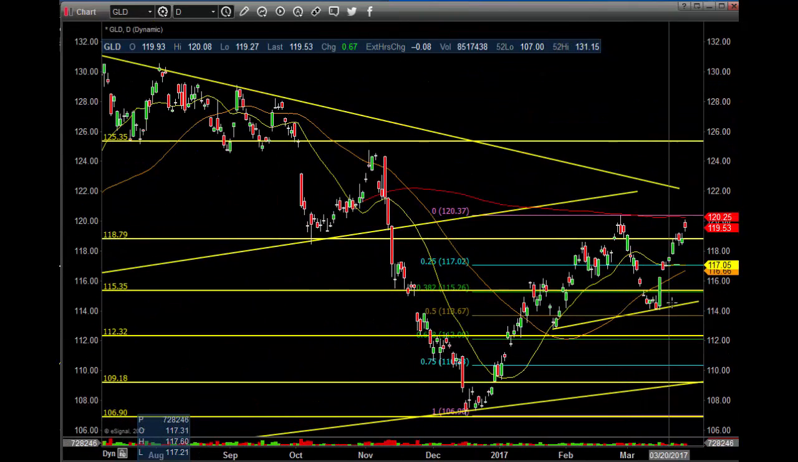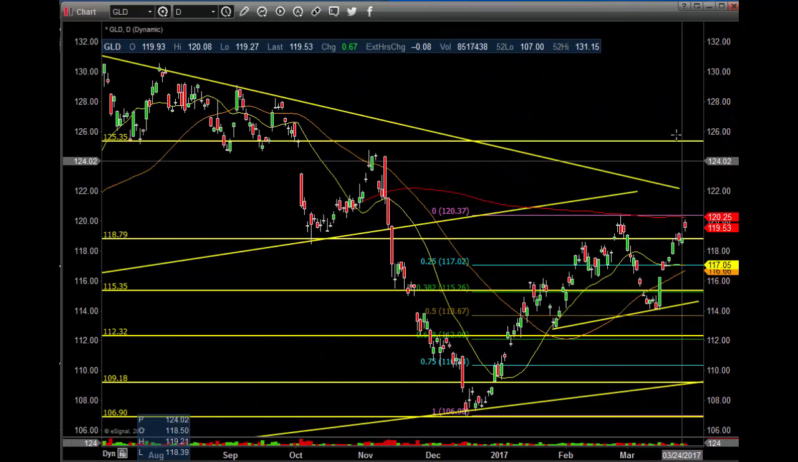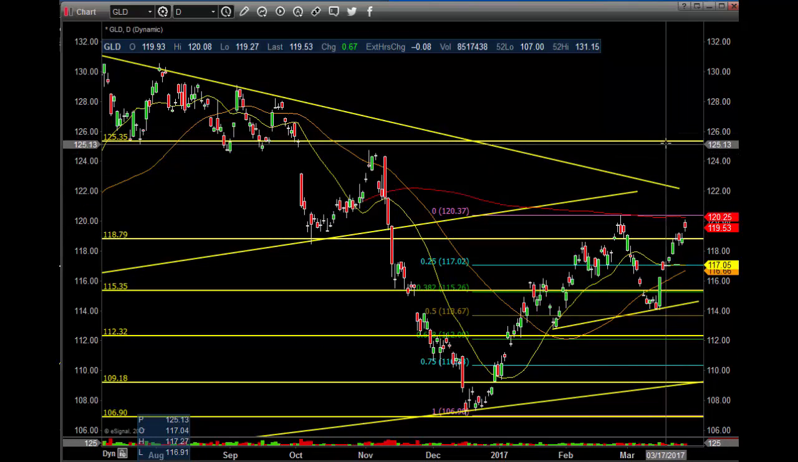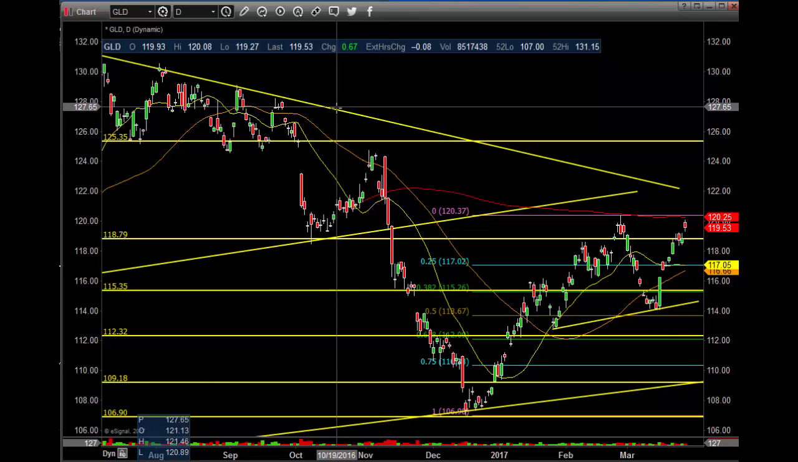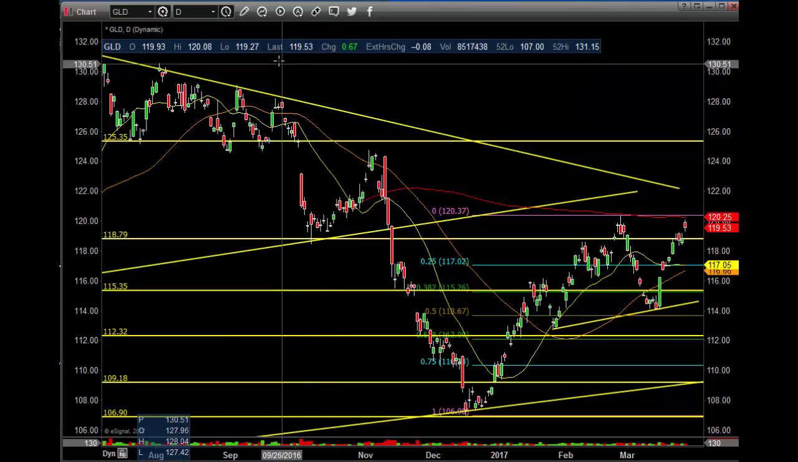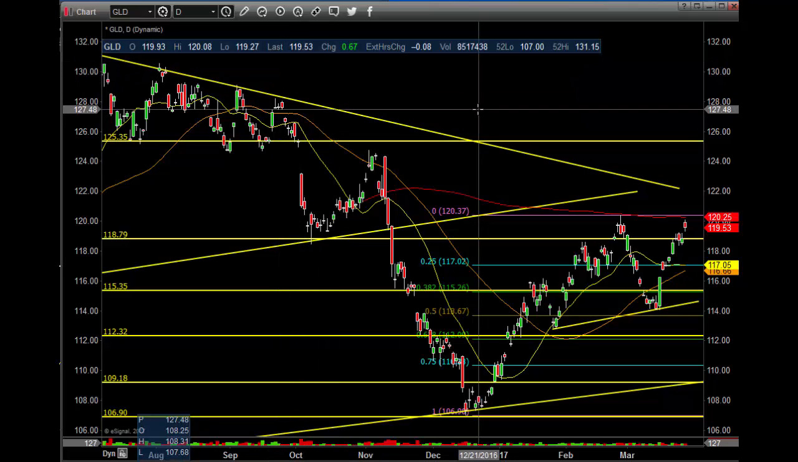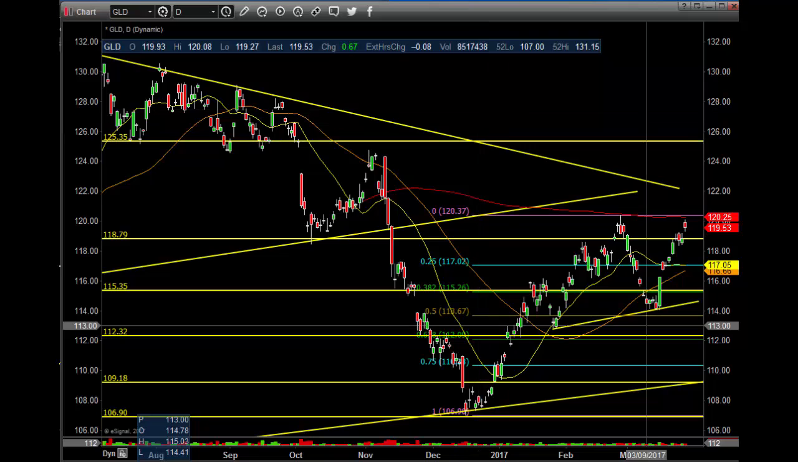I still like it. We're above the MAs. It still needs to get above the 200. If we get above that, I think this thing's ready to run. You got a gap fill here around 125. You got the big breakdown around 124.23. Then you have the gap fill here. You have double top, double top, double top. So we'll see where this one goes. Again, waiting for a pattern.